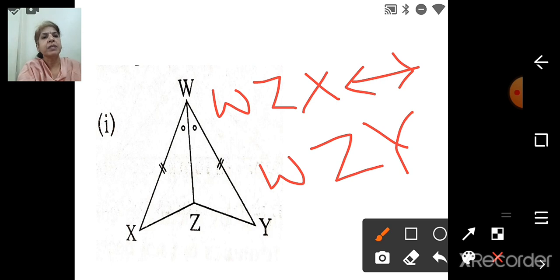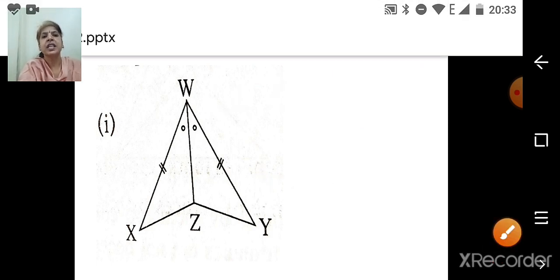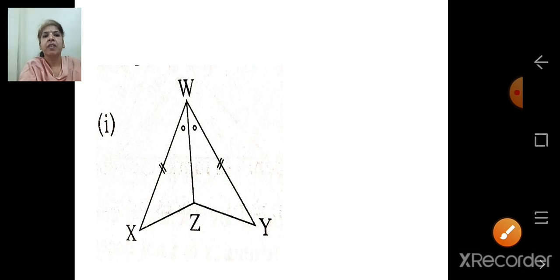So when we are writing correspondence, we are just writing the vertices. And which test is it? Yes children, what is common? We have seen 3 specific parts should be given. So find the 3 specific parts.